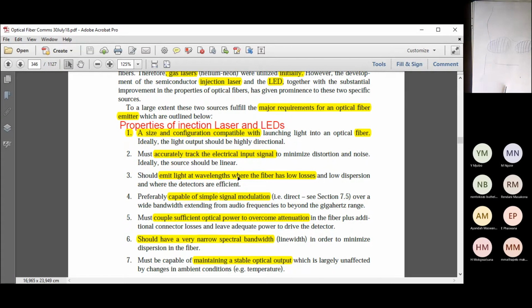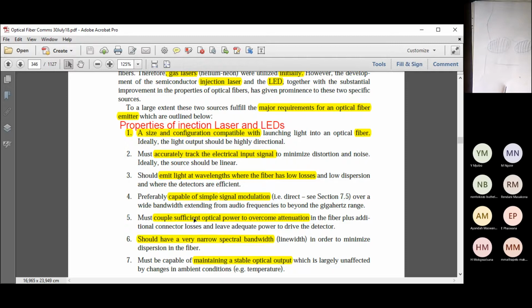It should emit light at wavelengths where the fiber has low losses. Only at the wavelengths where the fiber has low losses. It doesn't help to use wavelengths where the fiber has high losses. It's no good. Why would you do that? That's crazy. So you want the wavelengths where the fiber works well. It must be capable of simple signal modulation. They want to modulate. You can use both an LED and a laser for modulation. It will work with both.